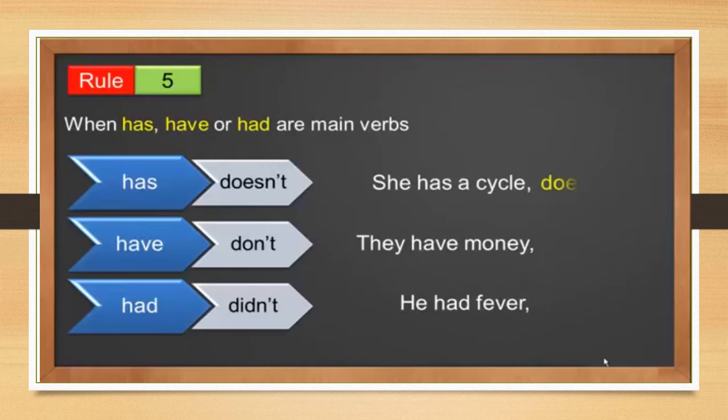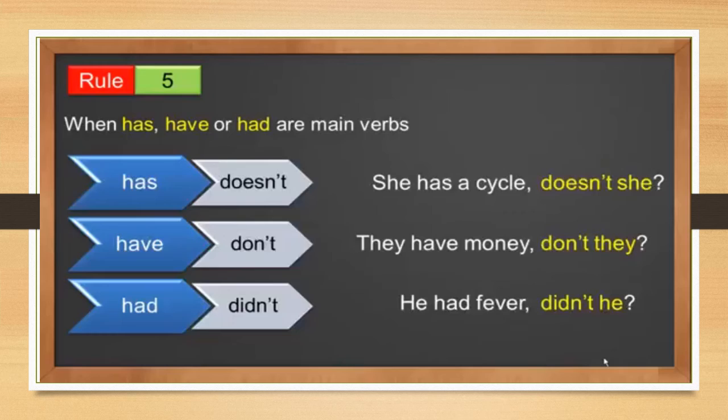For example, she has a cycle, doesn't she? Or we can say she does have a cycle, doesn't she? Over here, has is the main verb. There is no other auxiliary verb, and has does not behave like an auxiliary verb. They have money, don't they? They do have money, don't they? He had fever, didn't he? He did have fever, didn't he?